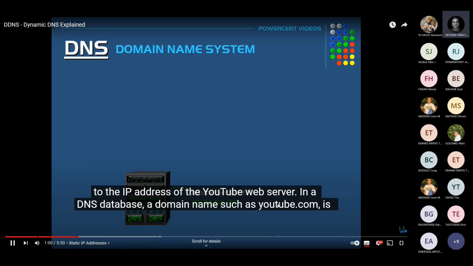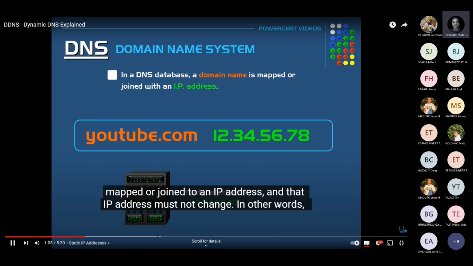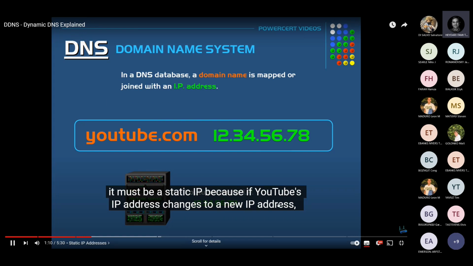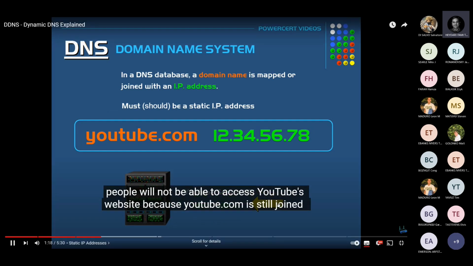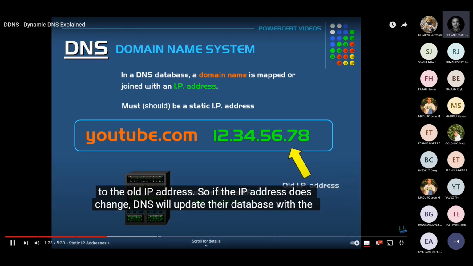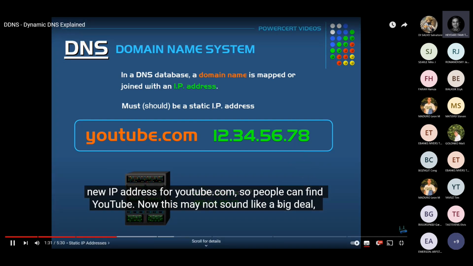In a DNS database, a domain name such as youtube.com is mapped or joined to an IP address. And that IP address must not change. In other words, it must be a static IP. Because if YouTube's IP address changes to a new IP address, people will not be able to access YouTube's website because youtube.com is still joined to the old IP address. So if the IP address does change, DNS will update their database with the new IP address for youtube.com so people can find YouTube. Now this may not sound like a big deal.